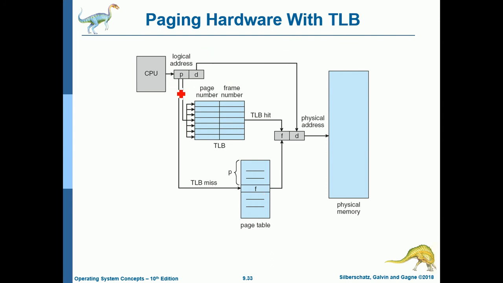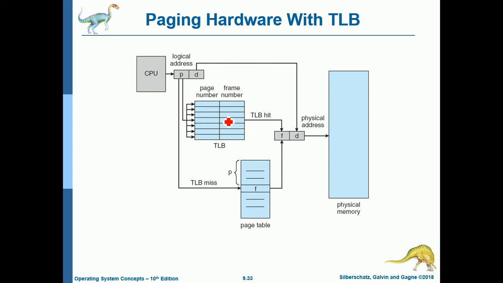So instead of only a page table, we have a TLB, or translation lookaside buffer. Again, our CPU produces a logical address, P and D, with page number and page offset. This page number has a corresponding value in the TLB, which is composed of page number and frame number. If the value is inside the TLB, then we have a TLB hit. So this will be loaded faster in the physical address.